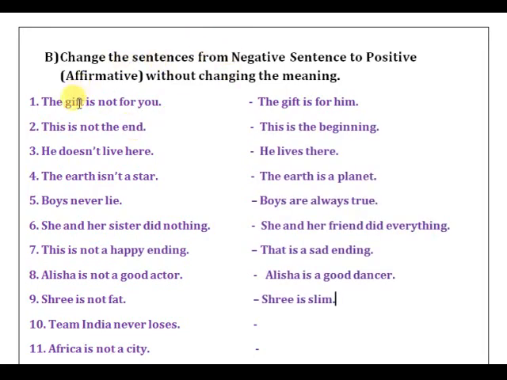So the next is, "This is not the end." "This is the beginning." "He does not live here." It means he lives there. "The earth isn't a star." "The earth is a planet." As you see, I have found out the opposite of star to be planet, and "is not" is "is". "Boys never lie." "Boys are always true."